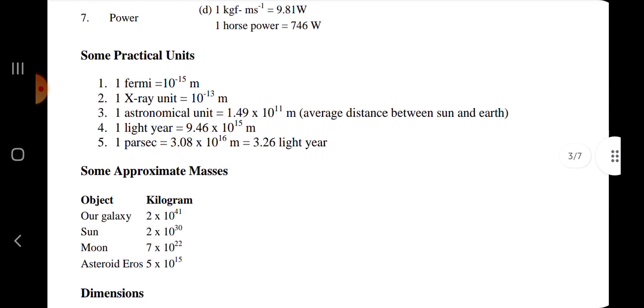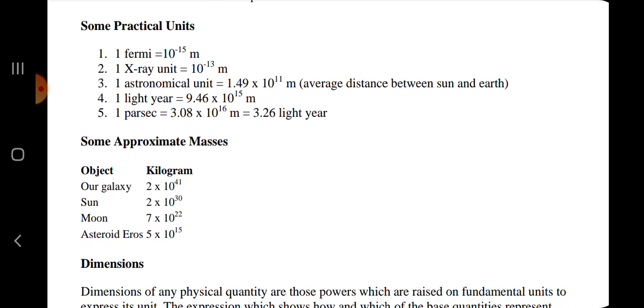Then some practical units. 1 Fermi is equal to 10^-15 meter. 1 X-ray unit is 10^-13 meter. 1 astronomical unit is 1.49 × 10^11 m. It is the average distance between the sun and the earth. 1 light year is equal to 9.46 × 10^15 meter. 1 parsec is equal to 3.08 × 10^16 meter, that is equal to 3.26 light years.